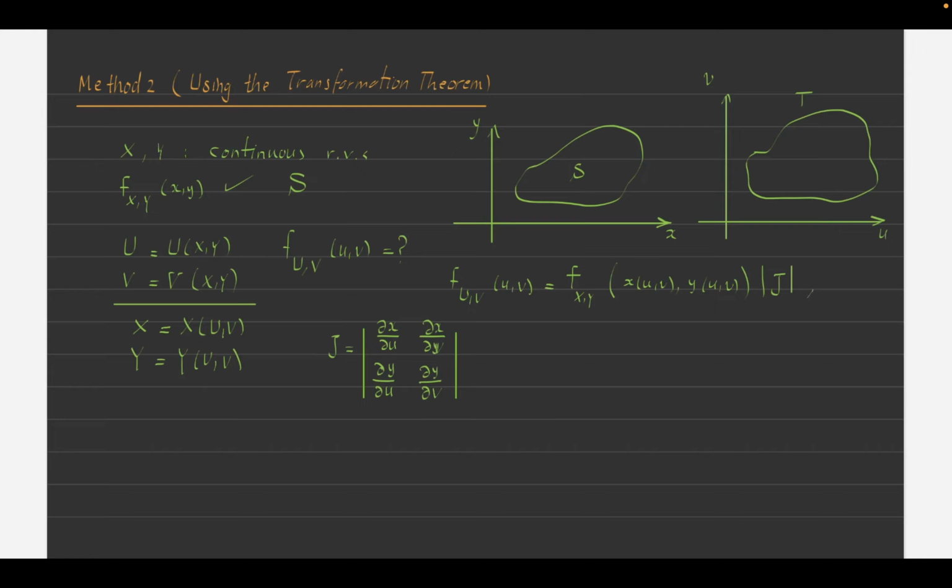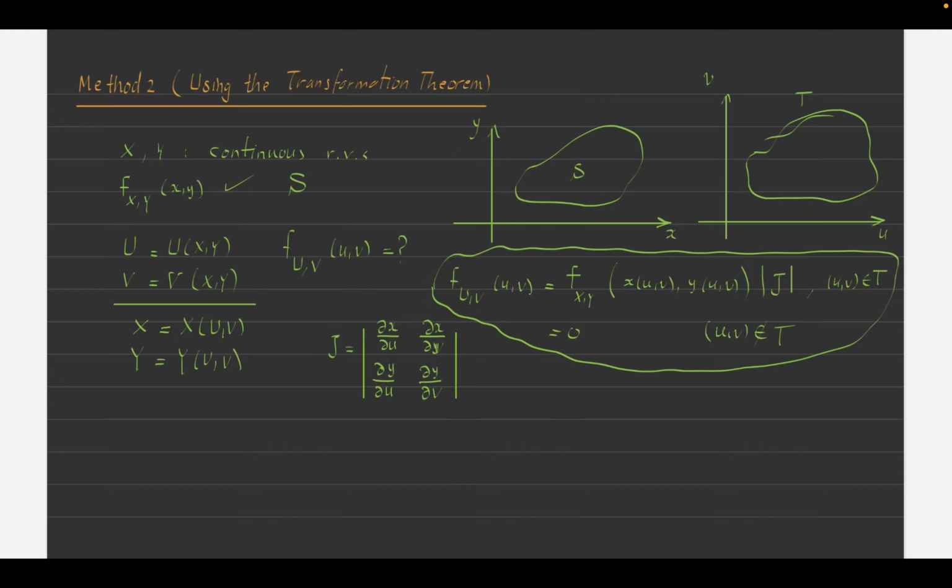If u and v belong to the support t, this will become the support. So this t is the transformation of s under this transformation, which plays the role of the support of the new variables, and of course 0 otherwise. So in principle this means it becomes 0 if u and v do not belong to t. So this will give you the joint probability distribution for your new variables u and v. So this is the content of the theorem that I want to use.